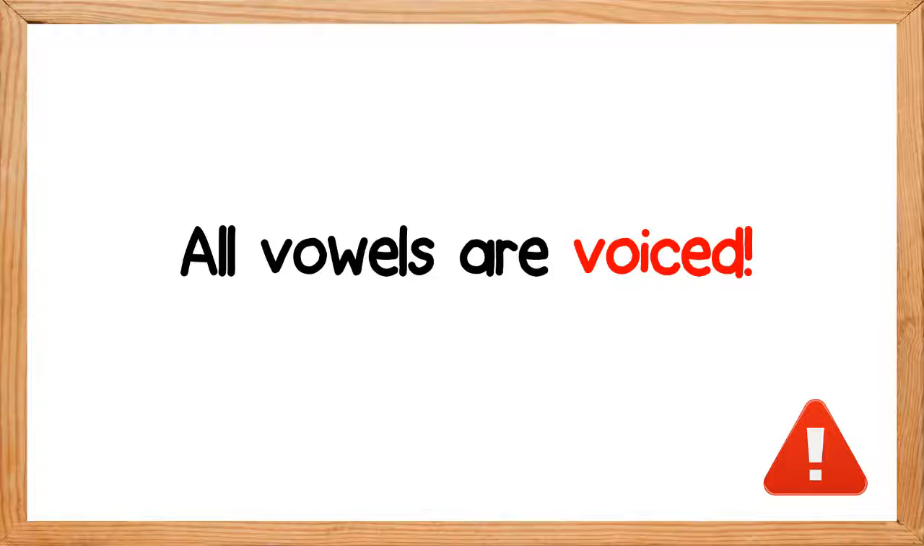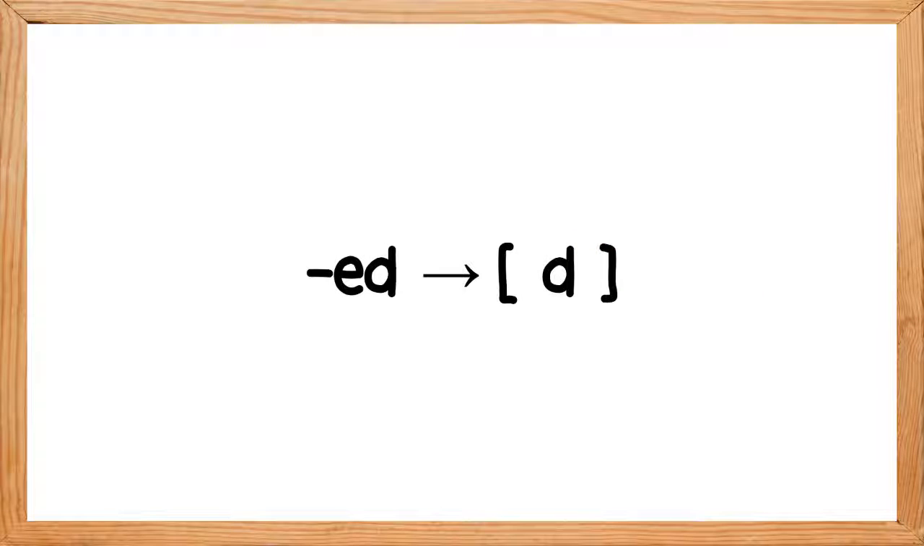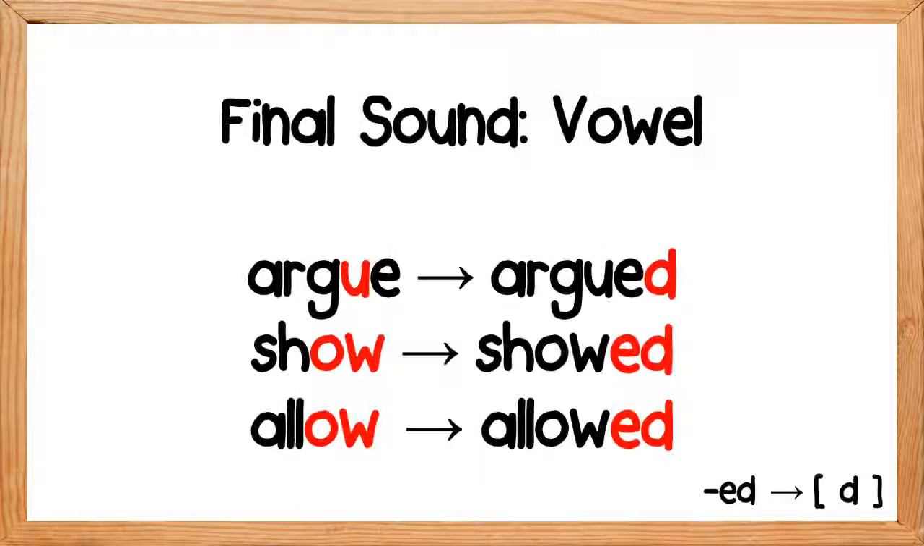One of the rules in linguistics is that every vowel in the English language is a voiced sound. And so, what is the sound when the last sound of a word is voiced? The pronunciation of the ed becomes d. We have examples with vowels. Argue. When you say that you argue with someone in the past, you say argued, argued. Another example, show. In the past, it is showed. And one final example for the vowel sound, allow. When you say it in the past, it becomes allowed.